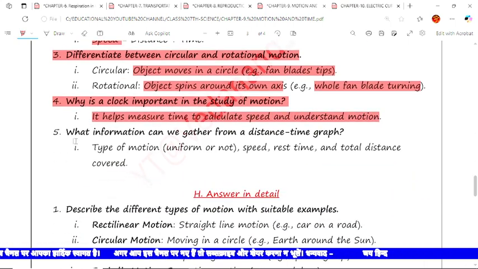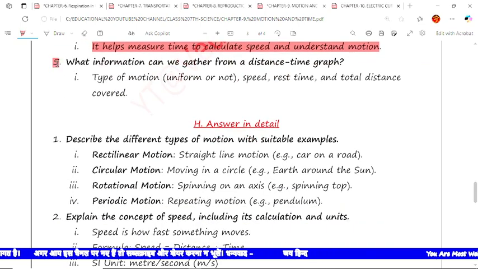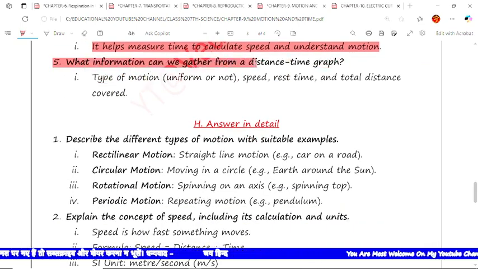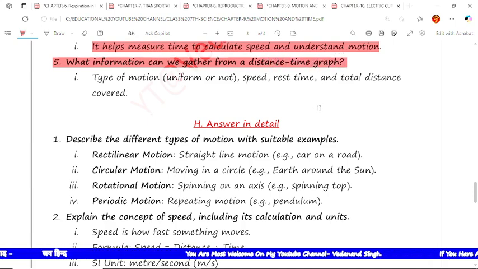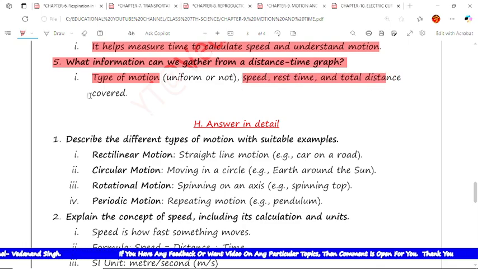Now the next question is: what information can we gather from a distance-time graph? See, if there is a distance-time graph, generally we can calculate the speed and find out the type of motion: uniform, non-uniform, steady, rest, and the total distance covered. In this distance-time graph, we can find out the speed, and if there is a distance-speed graph, then we can find out the time.